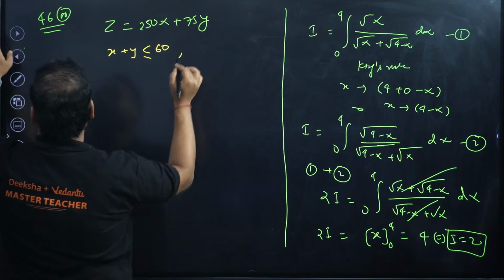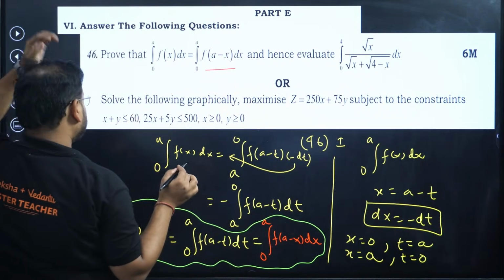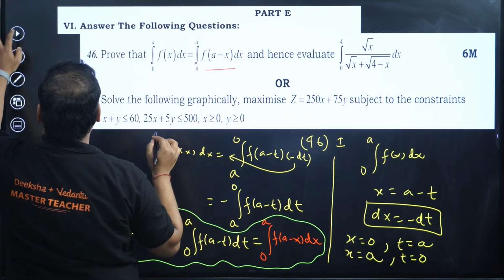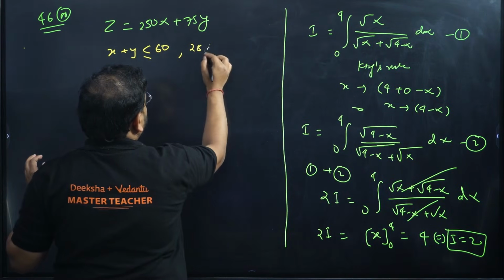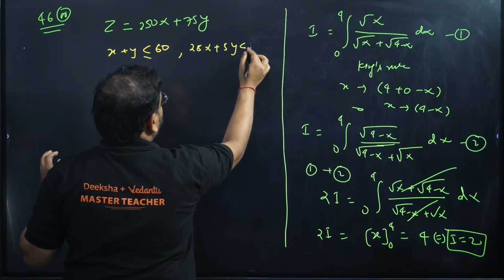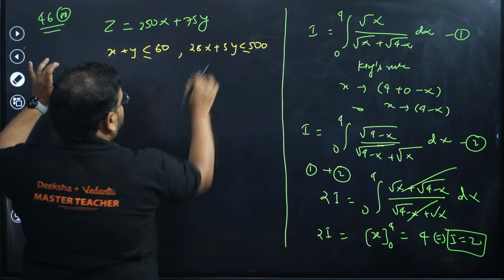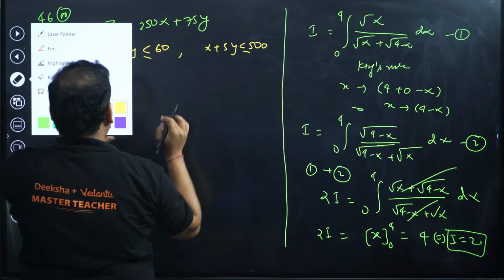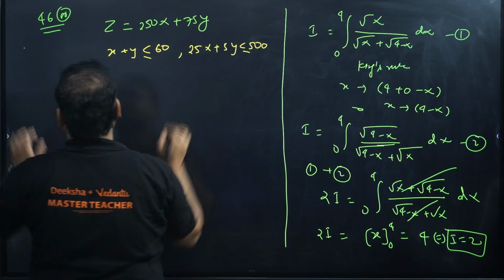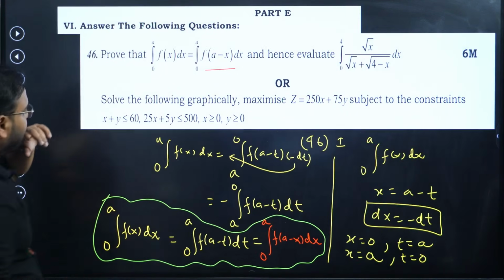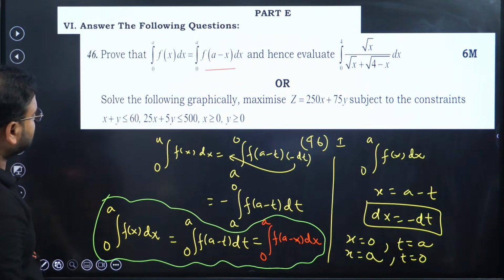And we have next one is what? 25x plus 5y is less than 500. 25x, not 28. This 25x. Yes, 25x plus 5y is less than 500.